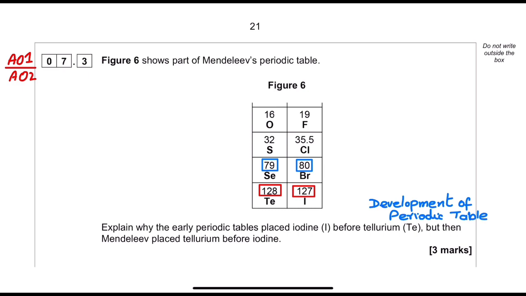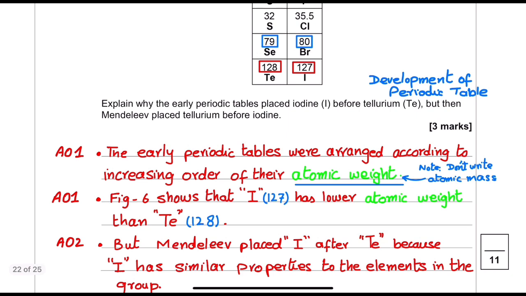Let's see the model answer. The early periodic tables were arranged according to increasing order of their atomic weight. It is a key word. Don't write the word atomic mass because at that time there was no concept of atomic mass and students will lose 1 mark on writing the word atomic mass.